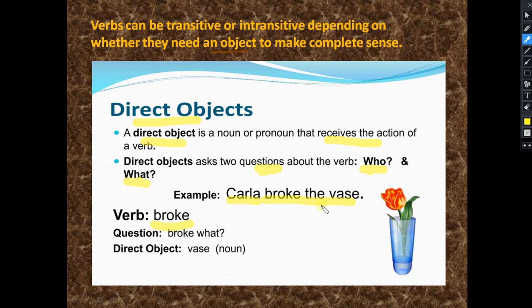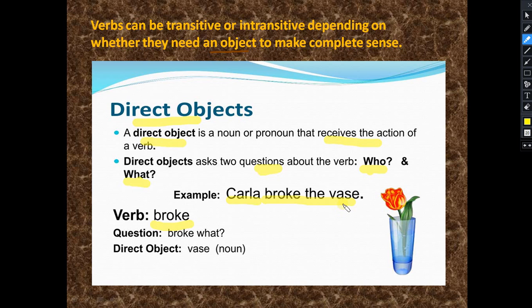So, Carla broke the vase. Carla broke what? The vase. Have you got the answer of what? Yes, we have got the answer. That's why this is our direct object. So vase, as I told you, a direct object is a noun or a pronoun. Vase is a noun. So it can be a noun or pronoun. These are called direct objects.